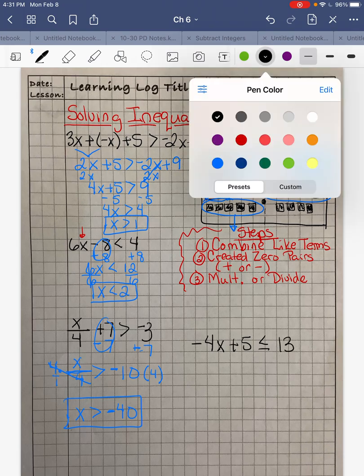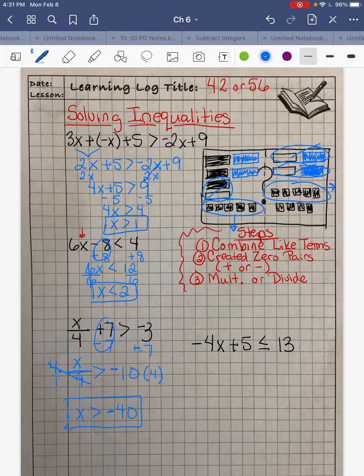Okay, so starting with our steps, combining like terms, no. Negative 4x plus 5, those aren't like terms. Second step, making zeros. Yeah, we're going to add or subtract. I want to turn that plus 5 into 0, so that means I have to put 5 negatives up there, right? Those are all 0 pairs. But I have to do the same thing on both sides of the equation, which is the same as both sides of the mat. So subtracting 5 on that side. So now I have negative 4x less than or equal to 13 subtract 5 is 8.